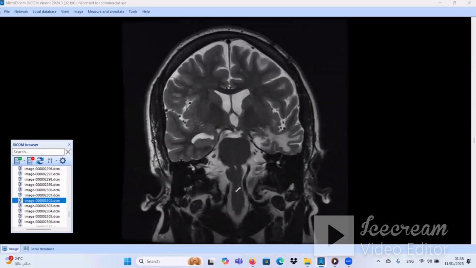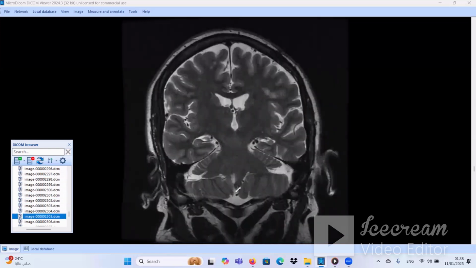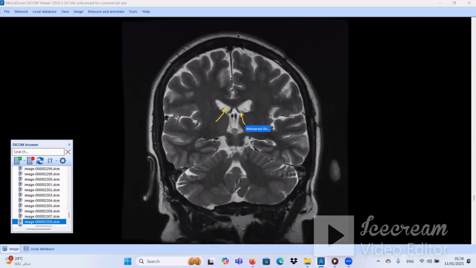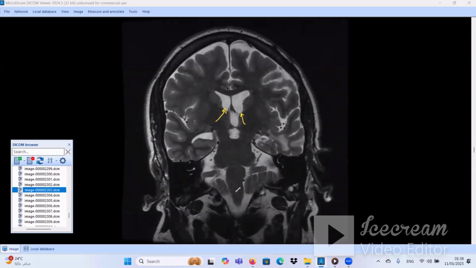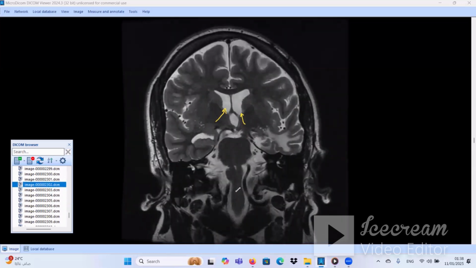In this case, we should also see the fornix almost normal. The mammillary bodies almost normal. So we don't have any atrophic changes in this part of the limbic system.